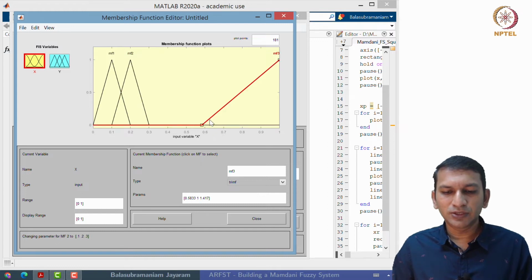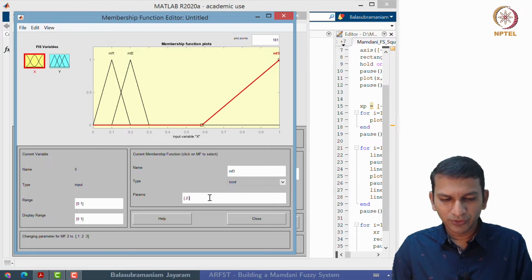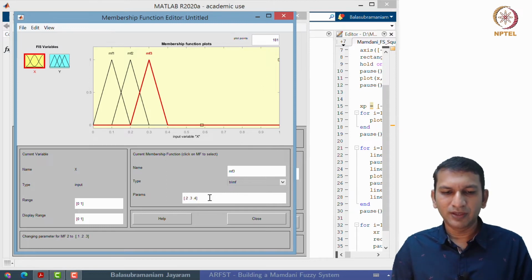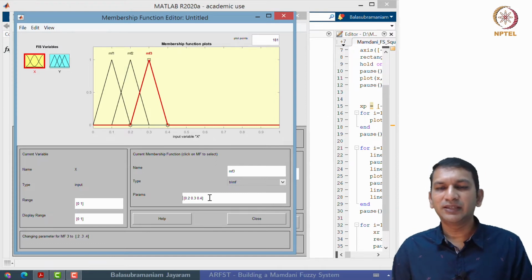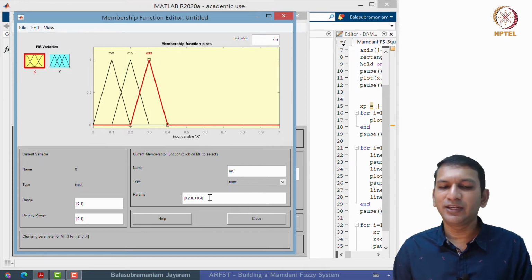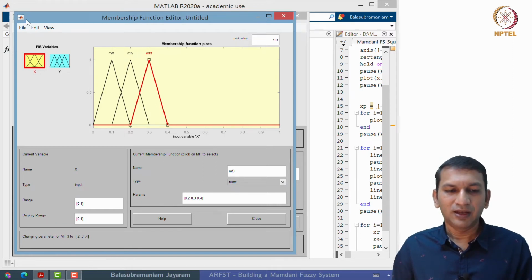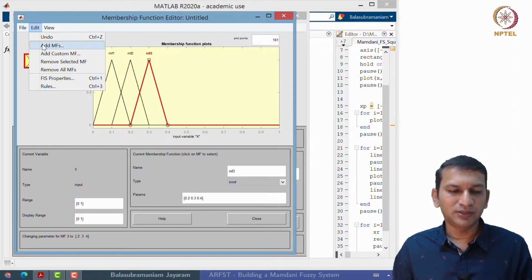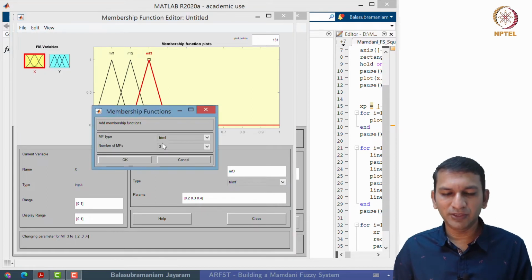Now we can do this for every one of these. Allow me to quickly finish that. 0.2, 0.3, 0.4. So now we have these 3 fuzzy sets on this. Clearly they do not form a cover, so we need more fuzzy sets. What do we do? Go to this edit menu, add membership function. Let's add triangular membership functions. We have 3, we need another 8 more.